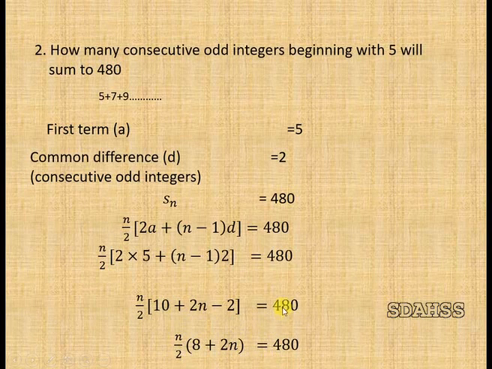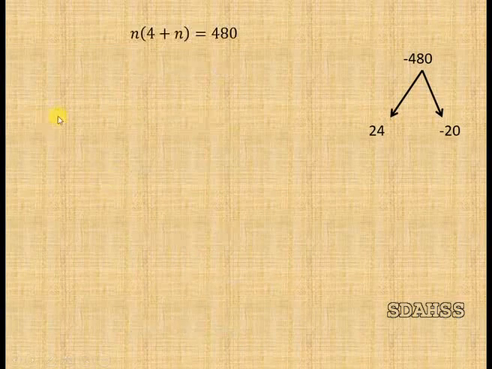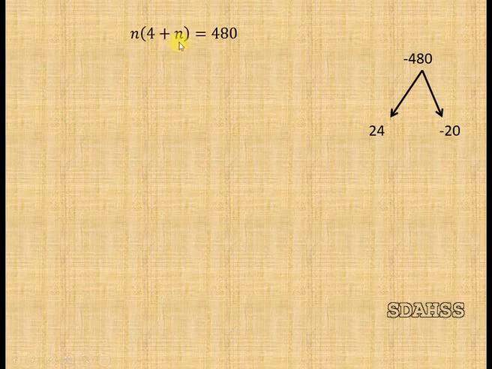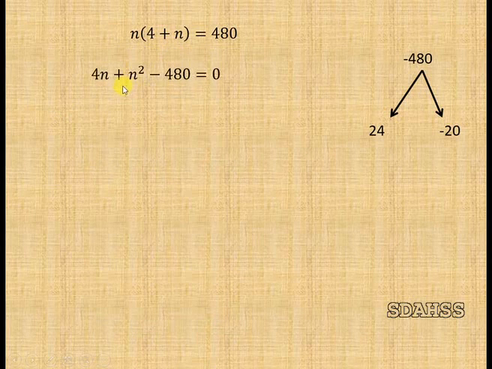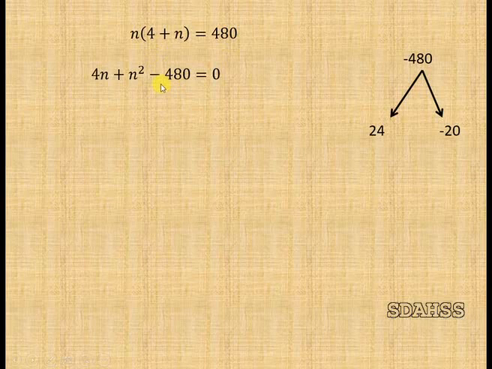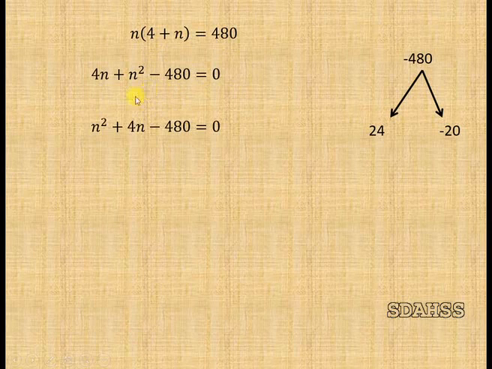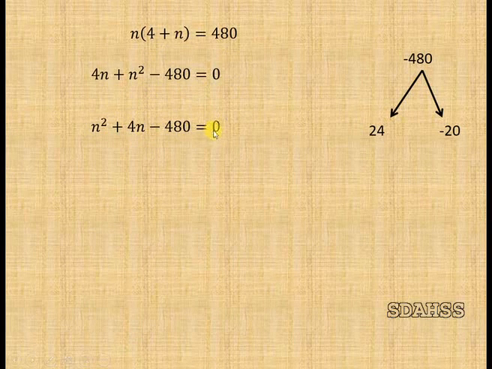Multiply 1 by 2 inside the bracket. So you have n into 4 plus n is equal to 480. Multiply the n inside the bracket. So you have 4n plus n square is equal to 480. When you bring this 480 to the other side, it becomes negative: minus 480 is equal to 0. Now its standard form is n square plus 4n minus 480 is equal to 0.